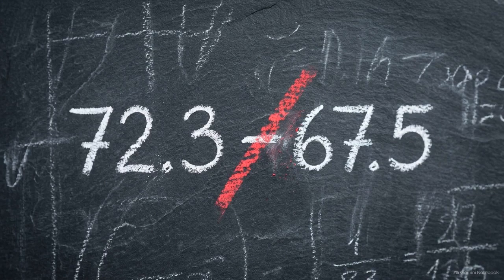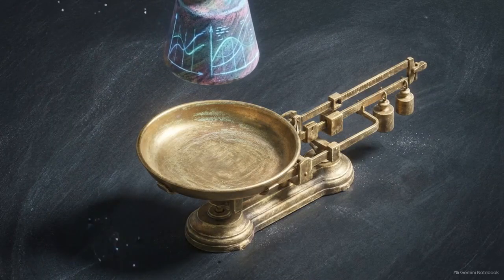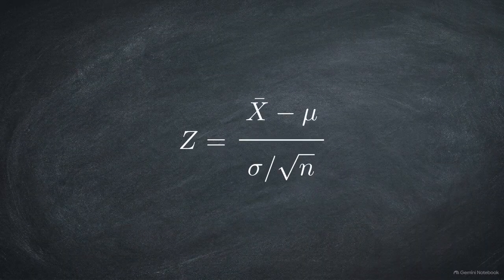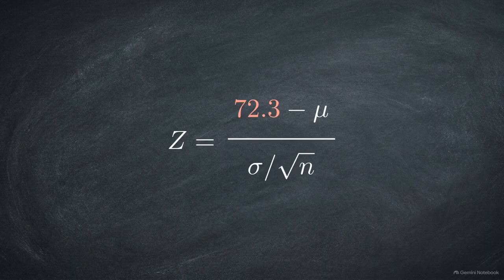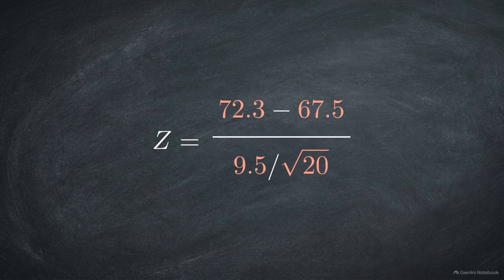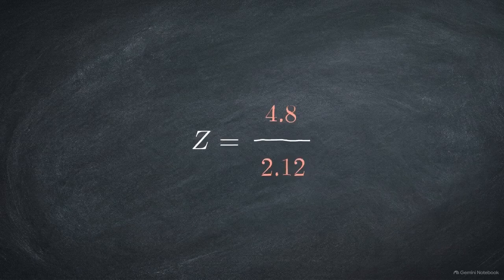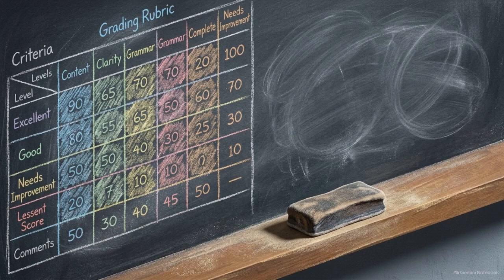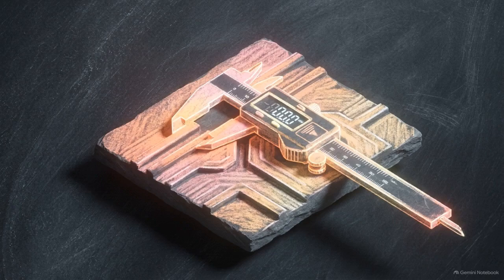To figure out which reality we live in, we don't just subtract the scores. We have to convert that raw difference into a standardized weight of evidence, which we call a z-score. We take our sample average of 72.3, subtract the population average of 67.5, and divide by the standard error, the standard deviation of 9.5 divided by the square root of 20. The math simplifies to a single number, a z-score of 2.26. By standardizing the score, we strip away the specific grading scale of Dr. Zeppo's class. We now have an objective measurement of how far our sample has drifted from the historical average.